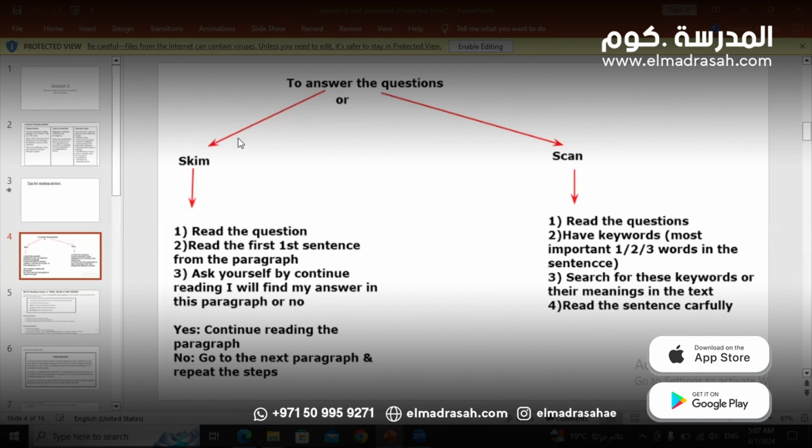The scan way, it means that you will read the question at first and then read the first sentence from the first paragraph, and you will ask yourself, will I find my answer or the answer of the first question that I have read here in the first paragraph or not? If it's yes, so continue reading the first paragraph. But if it's not, so repeat these steps in the second paragraph. So this is the way of a scan.